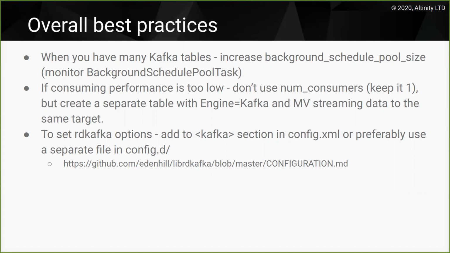Instead of that, you can use another approach. You can just create a separate table with Engine Kafka and a separate materialized view streaming data to the same target. In that case, they will be parallelized. They will run in separate threads, and you will double the performance. If you use num consumers, for example num consumers 10, it will actually consume with 10 consumers, but parsing and flushing will still be done in a single thread.